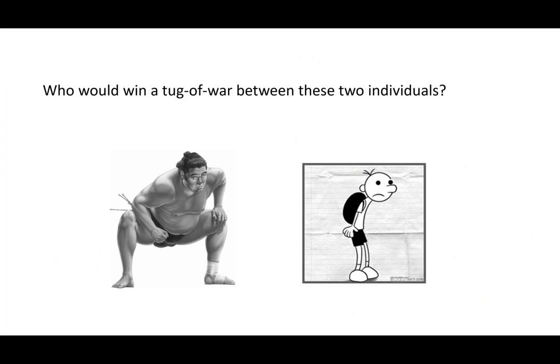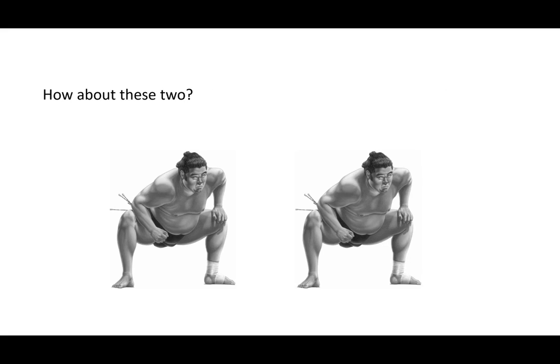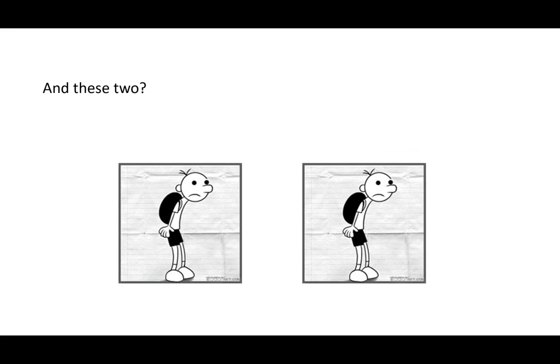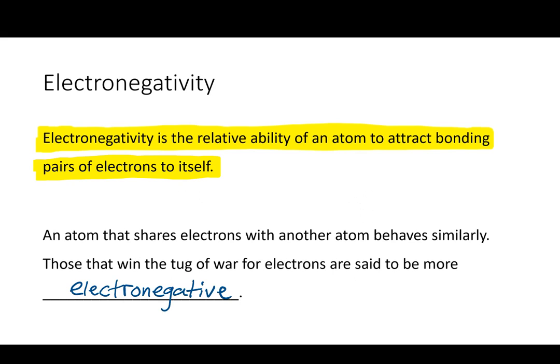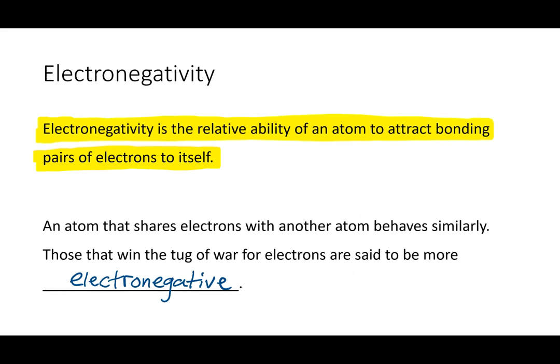Okay, to understand this more, let's answer this question to understand this analogy. So, who would win in a tug of war between these two individuals? So, we've got a sumo wrestler and the wimpy kid. Obviously, the sumo wrestler would win. How about these two? Well, it's hard to say. It probably would end in a tie, correct? How about these two? Again, it would probably end in a tie because they're identical. So that's generally the idea behind this topic, and this is super important to understand.